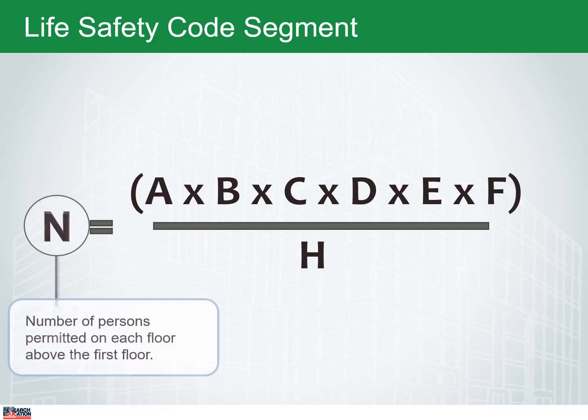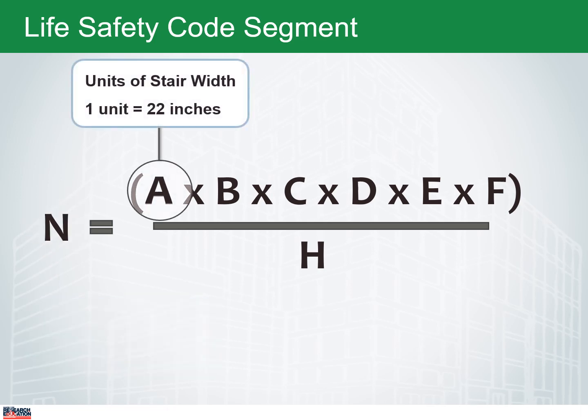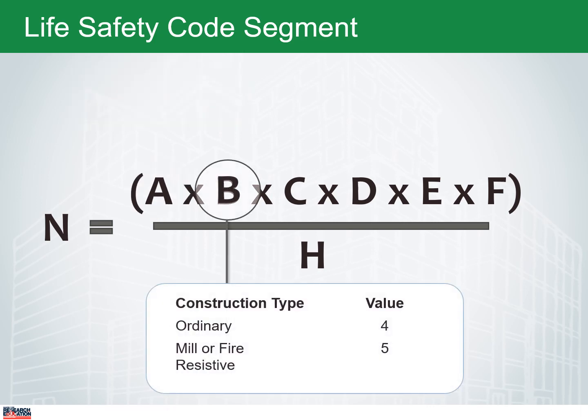In this formula, the number N equals the number of persons permitted on each floor above the first floor. A represented the number of units of stair width, which 1 unit equals 22 inches. And B represented the type of construction of the building. For ordinary construction, B equals 4. For mill or fire-resistant construction, B would equal 5. You can see that the type of construction and the stair width are two important factors for determining how many people are permitted above the first floor in a building.